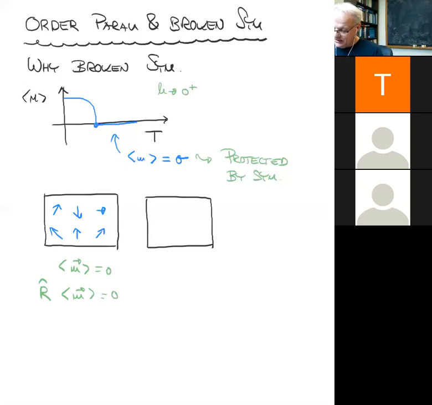So that means that in this case, the system is rotation invariant, because I take the mean magnetization, I rotate, and it's the same value. It's almost trivially the same value. It's because it vanished. Okay. So this is then a case where the system is rotationally invariant.